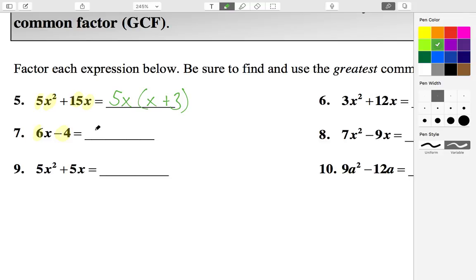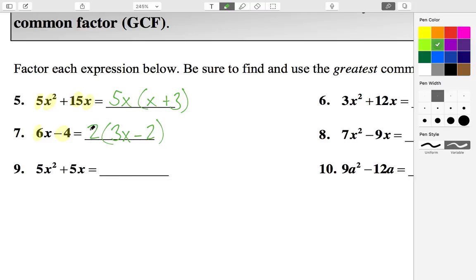2 times what gives you 6? 3. How many x's do you have in common? 1. 2 times what gives you negative 4? Negative 2. Okay, very good. So now let's look at the next one.